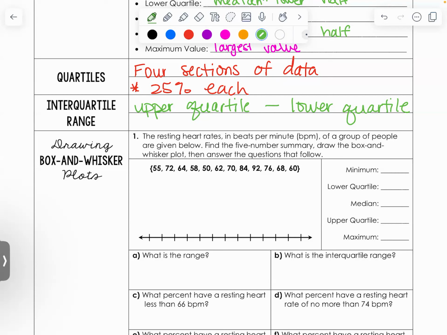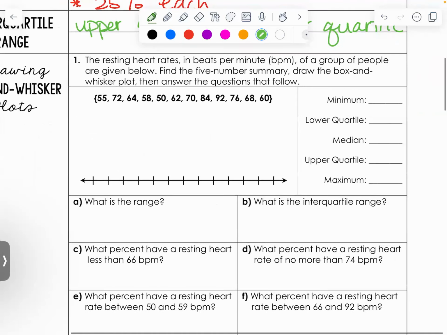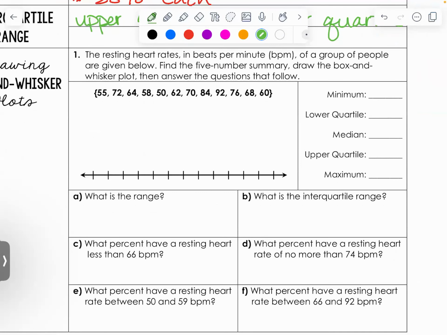Okay, so I want to look at this number one. The resting heart rates in beats per minute of a group of people are given below. My father-in-law's BPM is like in the 40s sometimes. He has a very slow heart rate. Some people just have slower heart rates than others. We're all created uniquely. Okay, so let's go ahead and organize this data.